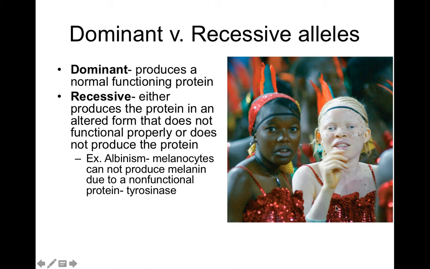For example, over here we have a very classic case of albinism. Now, albinism is recessive, and when the phenotype of the recessive trait is expressed, it does not produce melanin in the melanocytes. Now, is that negative or bad? No, it just is different. And it is the expression of the recessive trait.